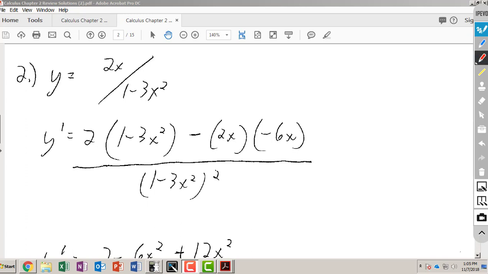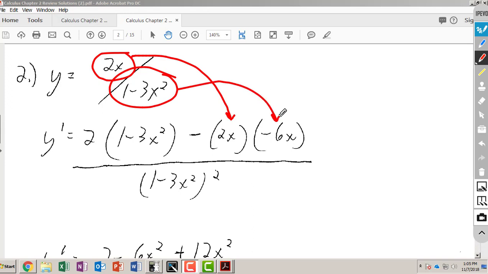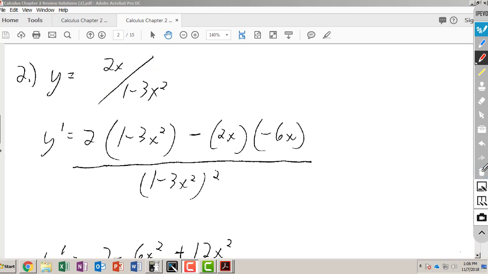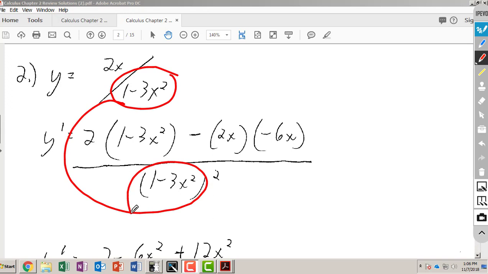My quotient rule says take the derivative of the numerator. So the derivative of 2x is 2. I'm going to leave the denominator the same. So this stays 1 minus 3x squared. And then I'm going to subtract. I'll leave my numerator the same, and then I'm going to take the derivative of the denominator. So the derivative of 1 minus 3x squared is going to be negative 6x. Now to finish off my quotient rule, it says take the denominator and square it. So there's my calculus part.